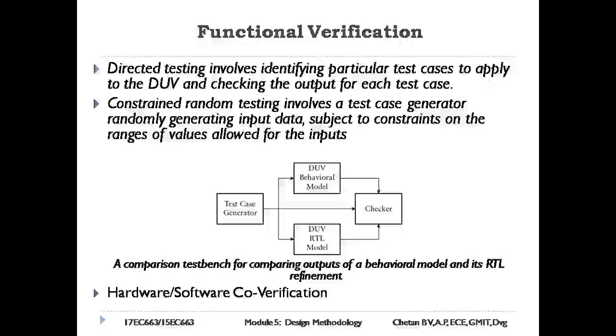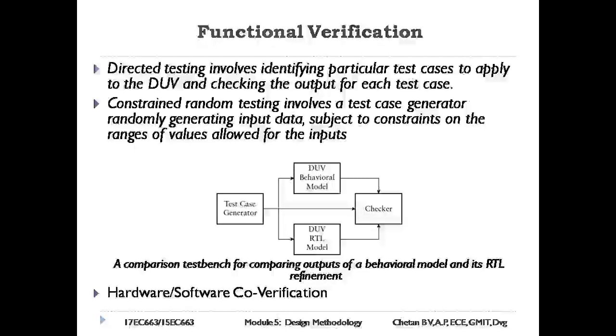Directed testing involves identifying particular test cases to apply to the DUV and checking the output for each test case. This is effective for simpler components. Constraint random testing involves a test case generator randomly generating input data subject to constraints on the ranges of values allowed for the inputs. Example verification languages are Vera, e, and SystemVerilog.